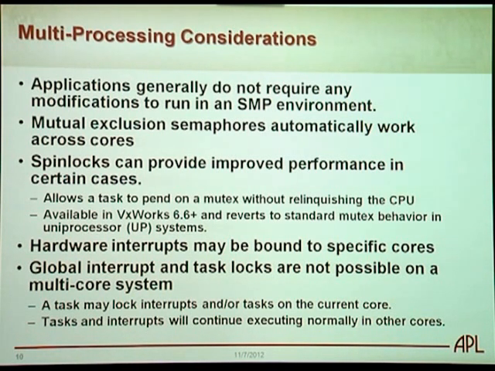Other techniques are available, such as spin locks in the multi-core. Spin locks in VxWorks are backwards compatible, equivalent to a semaphore on traditional VxWorks. The main difference for a spin lock is it'll keep busy waiting, so you're waiting for a task in another CPU to finish without giving up CPU resources.